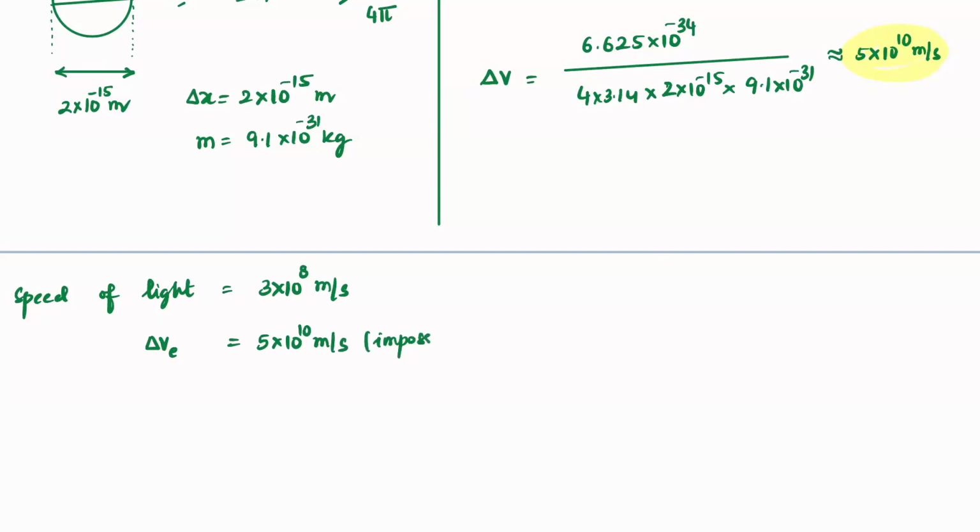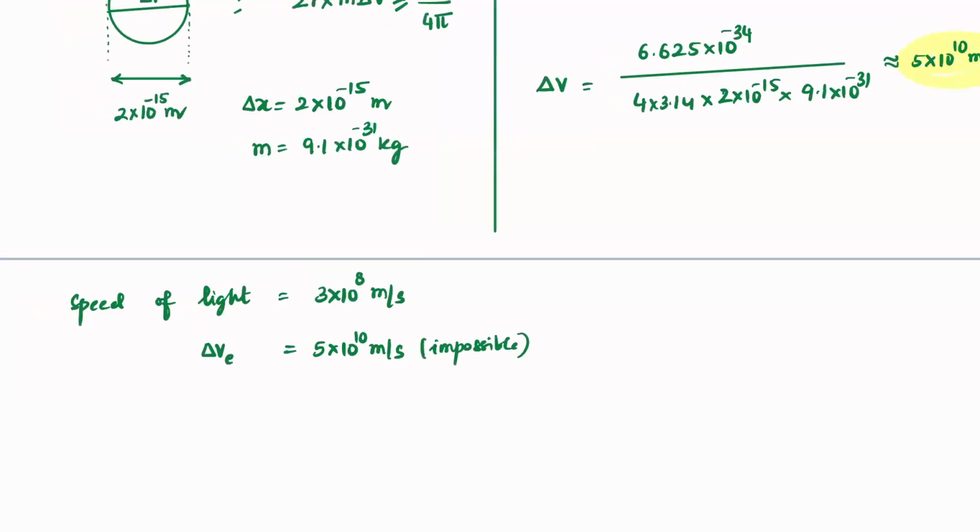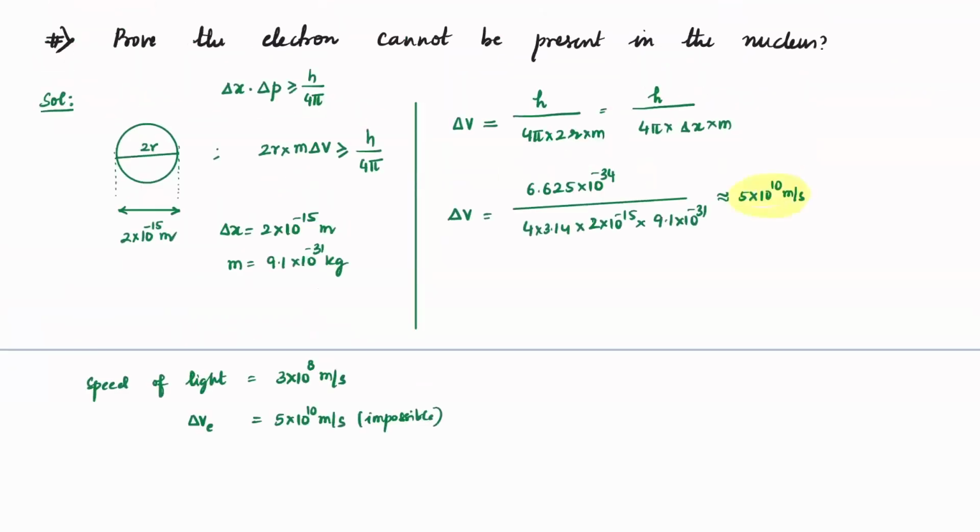Uncertainty is like an error. An error cannot be this big, that is, it is overshooting the value of the speed of light itself. Because if any particle is moving with the speed of light, it cannot have any mass anymore. So definitely this is absurd, and this clearly suggests that an electron can never be present inside the nucleus. So that's a simple way of showing that this kind of value is impossible.